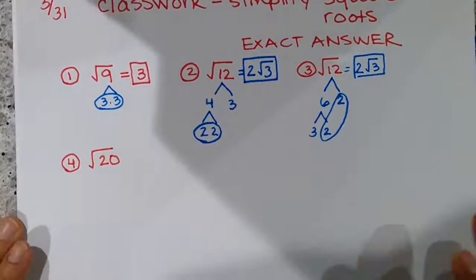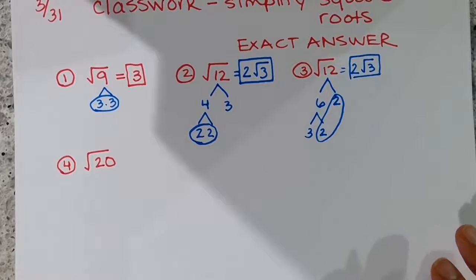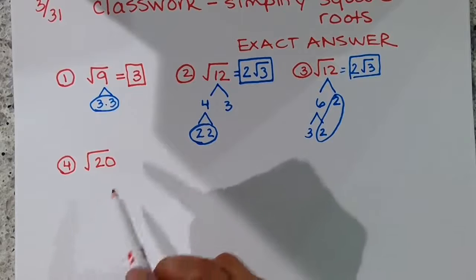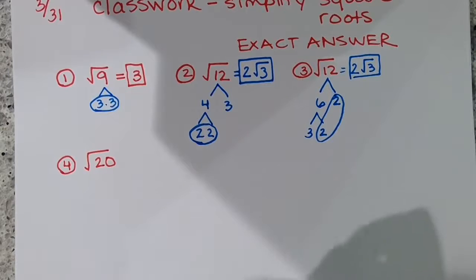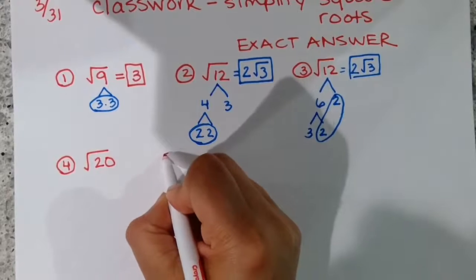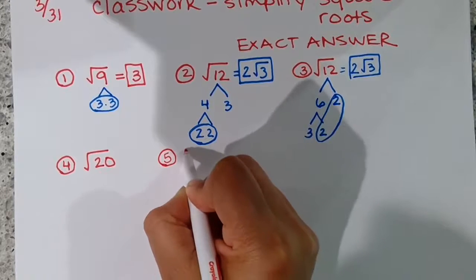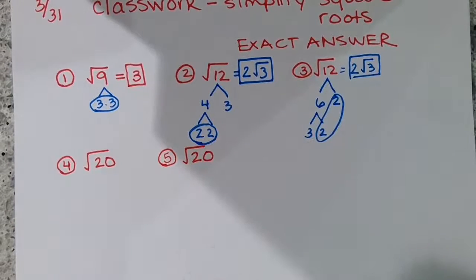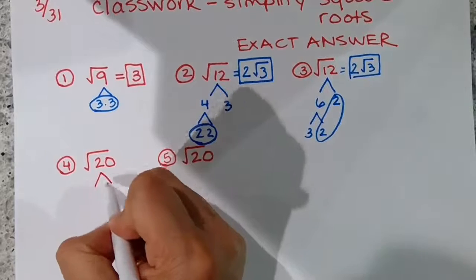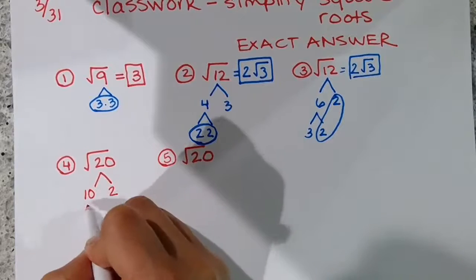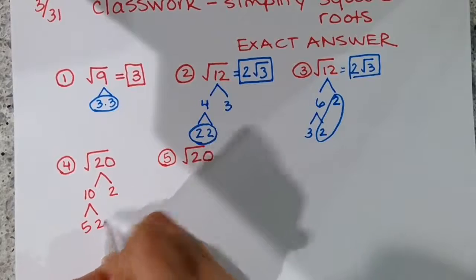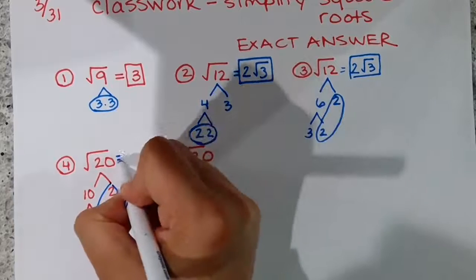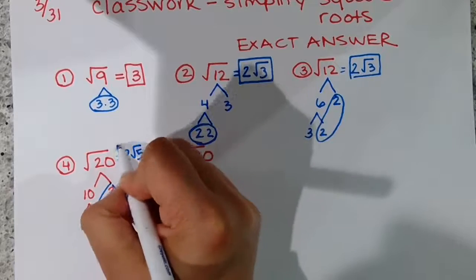Go ahead and hit pause and try to figure out square root of 20. So do a factor tree. So break it apart. What multiplies to give you 20? And then break that apart again. Okay, I think you got your answer. So if you broke it apart into 10 times 2, then you would have broken this apart into 5 times 2. So now you have pairs of 2, so your answer is 2 square root of 5.